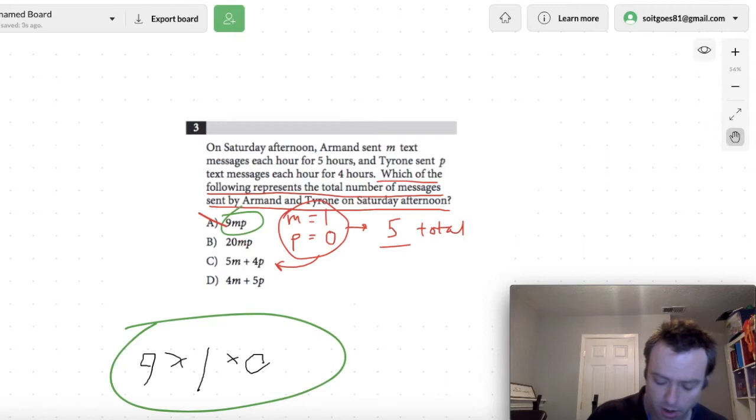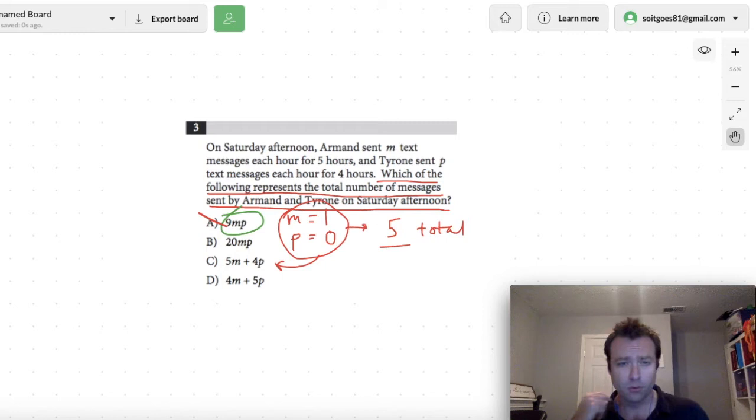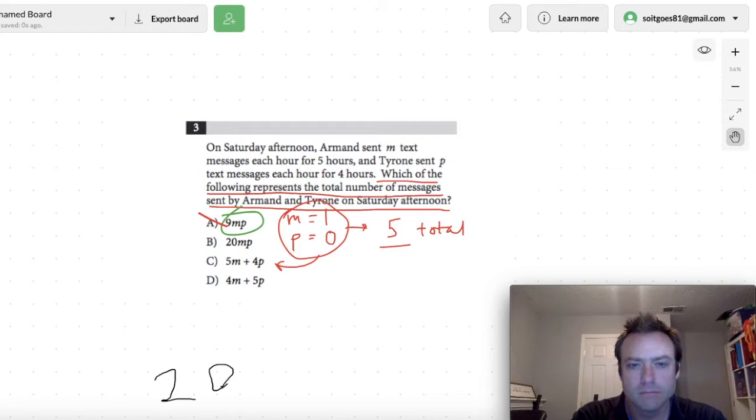All right, so I'm going to clear that one, and then plug in those values for M and P. We're going to test answer choice B. Okay, so 20MP. So it would be 20 times 1, yeah, M is 1. And what does that give us? That would just again be 0. Yeah, 0. Again, anything times 0 is 0, so answer choice B is gone.